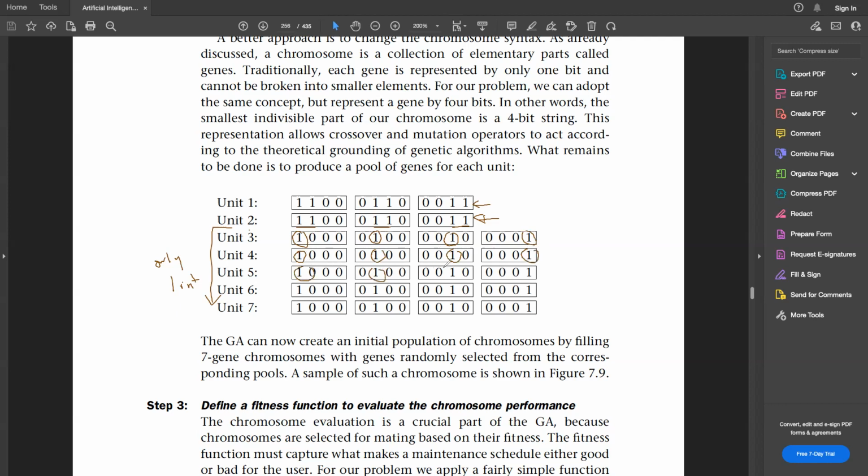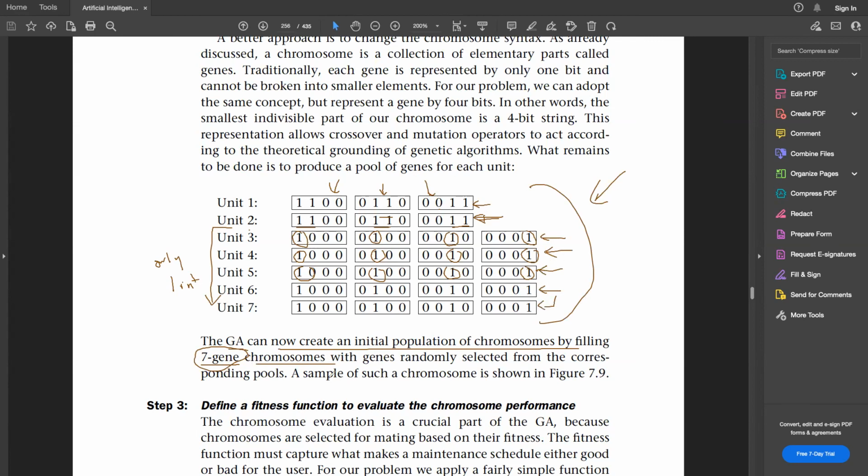Okay, so this is how we are going to represent our genes for the chromosome. The chromosome will still be a length of 28 bits, but those 28 bits will be divided into 7 sections, with each section corresponding to the gene of a unit. With this representation, the genetic algorithm can start creating an initial population of chromosomes by filling 7 genes. Our genes are picked from here. This is our gene pool. For unit 1, we pick from either this or that. For unit 2, we pick from any of these 3. For unit 3, we pick from those. Unit 4, unit 5, unit 6, unit 7, we pick from those.